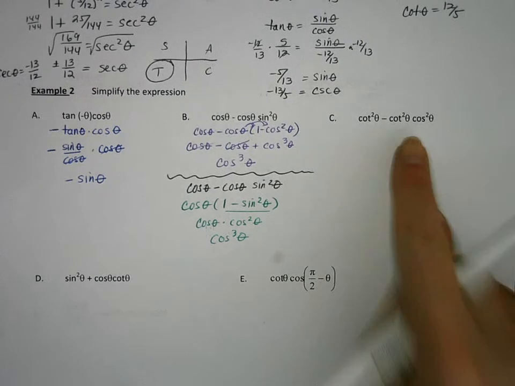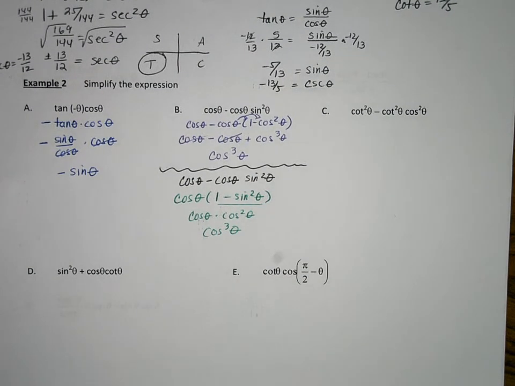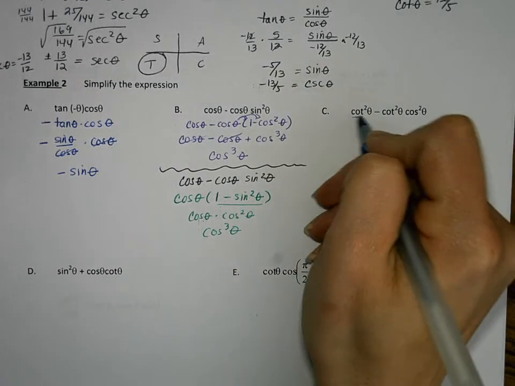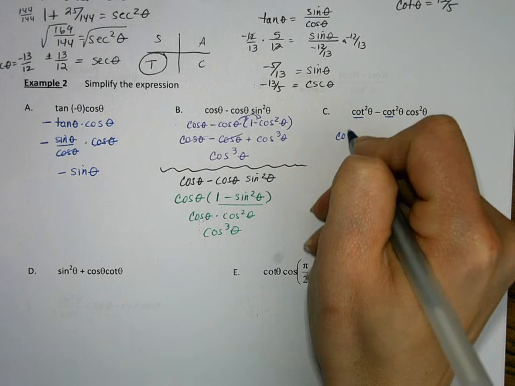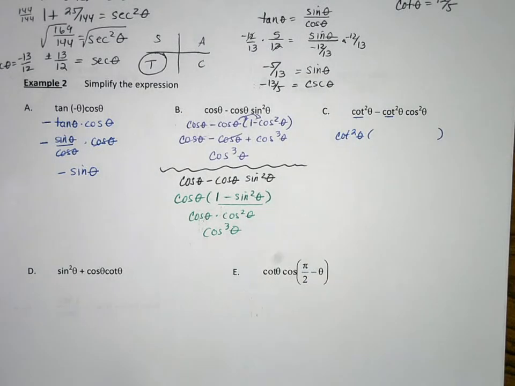All right, let's take a look at C. Anybody got a thought in C? Anybody have a thought in C? Looking on your big 8, looking on your cofunctions, looking at your negative angles. All right, I got cotangent squared in both of them. So I can pull that out in front. So we have cotangent squared of theta, and as I'm building those parentheses, what is left over? 1 minus cosine squared.